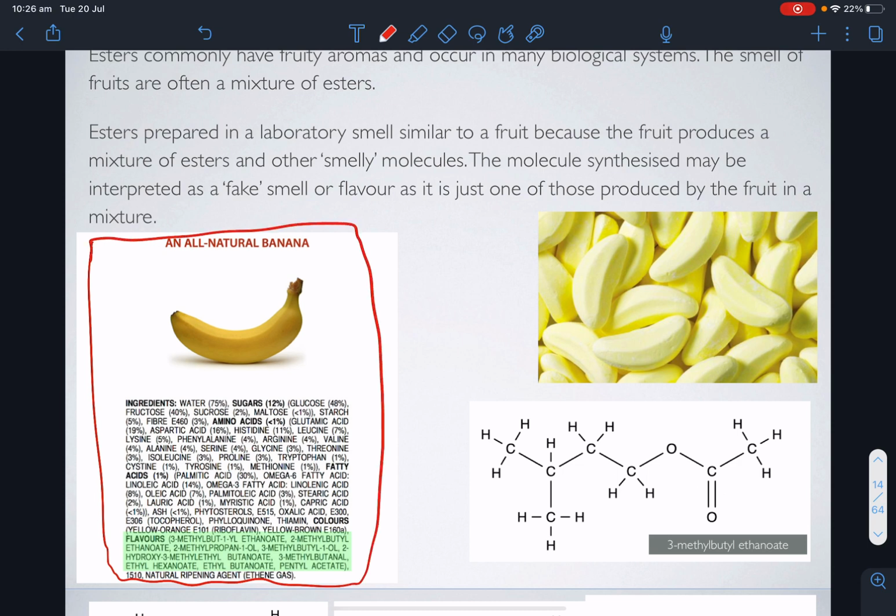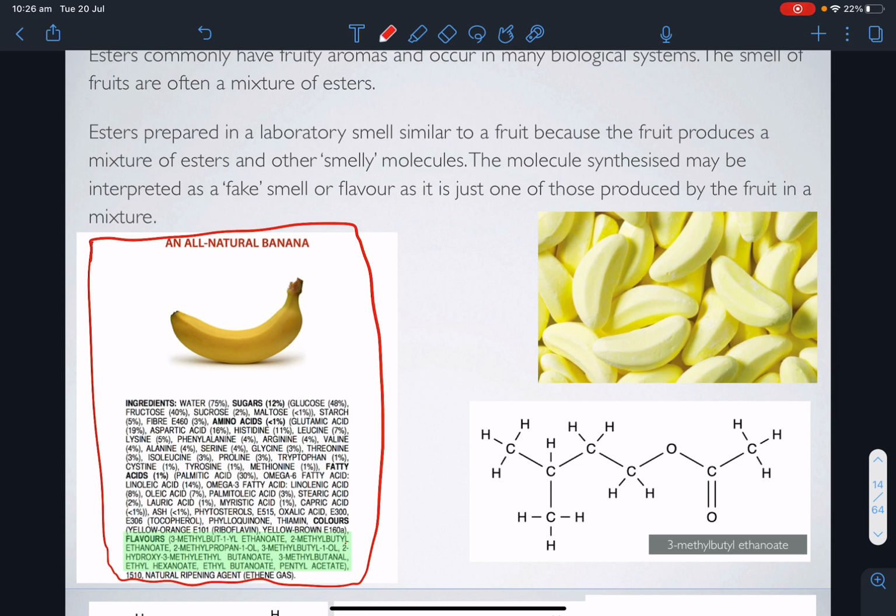You can find a few online, but it's an ingredient list for a banana. And you'll notice down here, I've highlighted in green, we've got a lot of esters. We've got this 3-methylbutyl-1-ethanoate, so it's a bit more complex ester, and 2-methylbutyl-ethanoate, and all these. We've got about 5 or 6 different esters, okay?